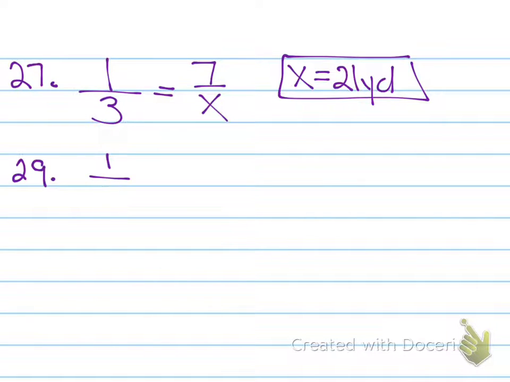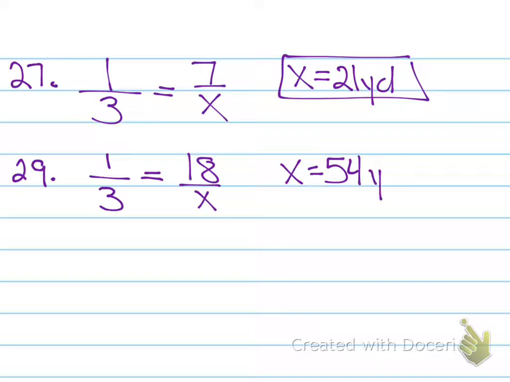I want you to solve number 29. Same thing, set up the proportion and solve. All right, so it's 1 over 3 equals, does x go on top or bottom? Goes on the bottom. I'm still finding actual distance, 18 over x. X equals 54 yards.